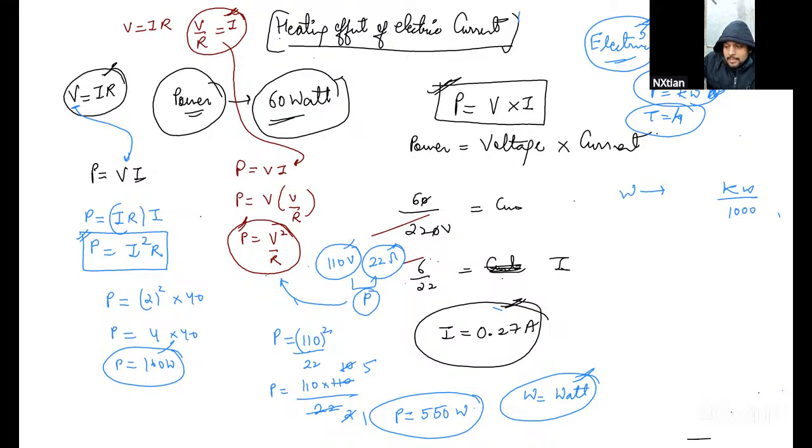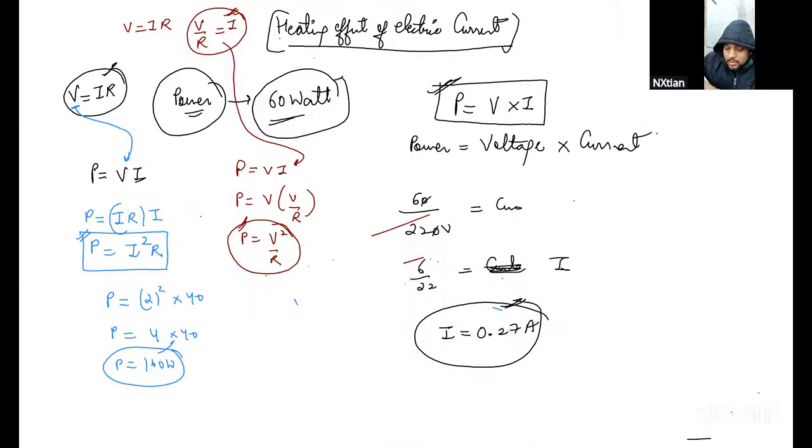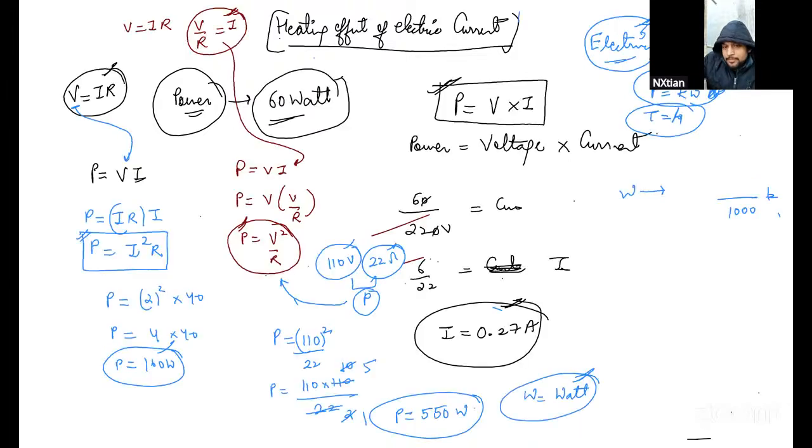When you divide a watt value by 1,000, you will get kilowatt. Okay. Did you understand? Yes or no? And the time should be in hour.